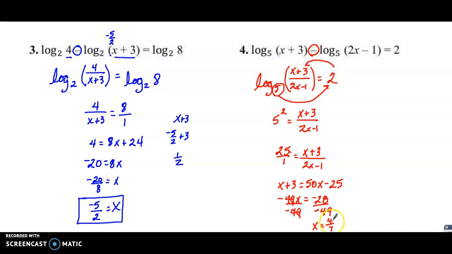We want to double check. 4/7 is a small number, so 4/7 plus 3, that's still going to be a positive, so I know it's good there. 4/7 times 2, that's going to give me 8/7. And then if I subtract 1, which would be 7/7, 8/7 minus 7/7 gives me 1/7, which is positive, and that's a good number. So then we know that we're confident we can keep that as a value.